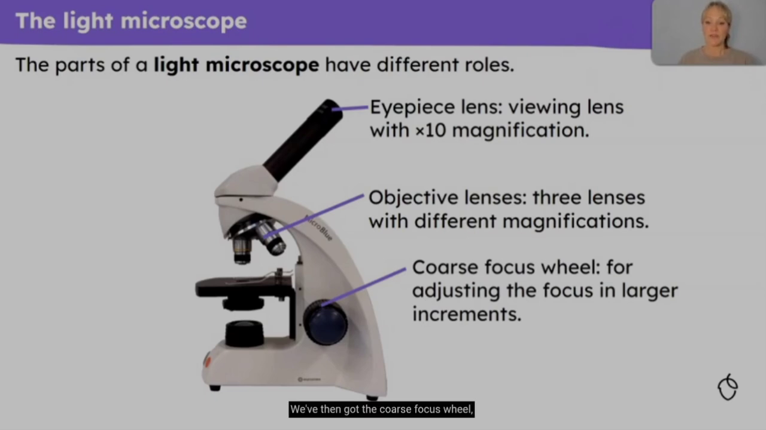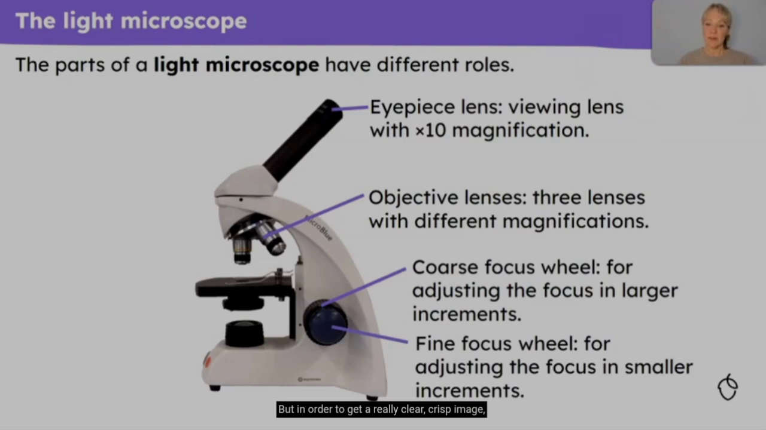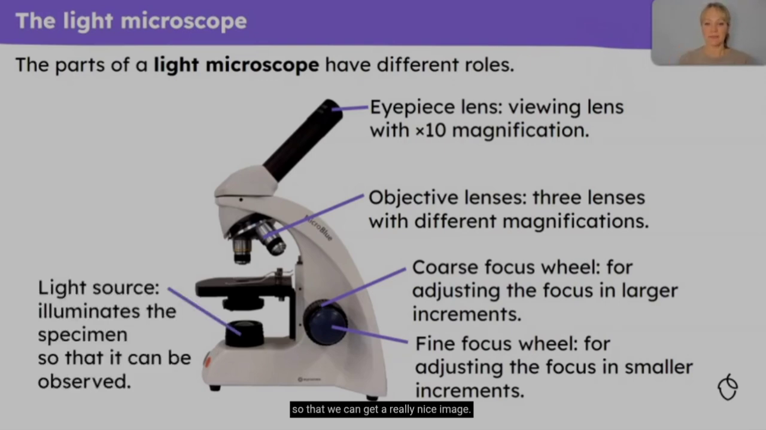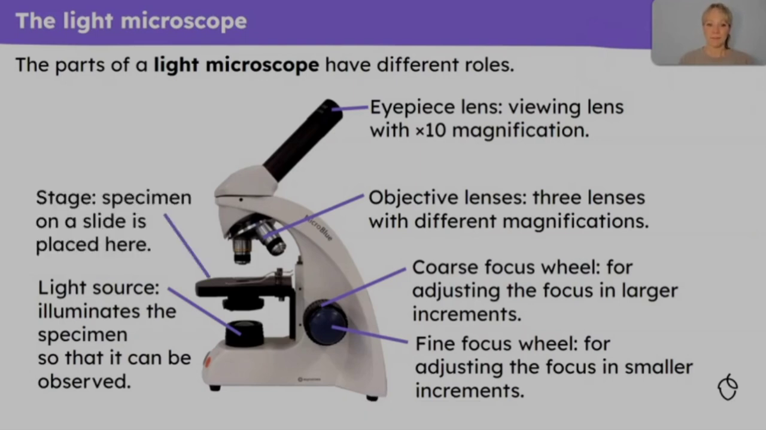We've then got the coarse focus wheel, and that allows us to get that image into view and also start to focus it. But in order to get a really clear, crisp image, we would use our fine focus so that we can get a really nice image. Our light source then, most light microscopes do have a lamp in them now, but some of the older kinds you might find have got a mirror on them. Our stage is where we place our specimen, and usually you've got a couple of metal clips on the side in order to keep that slide in place.